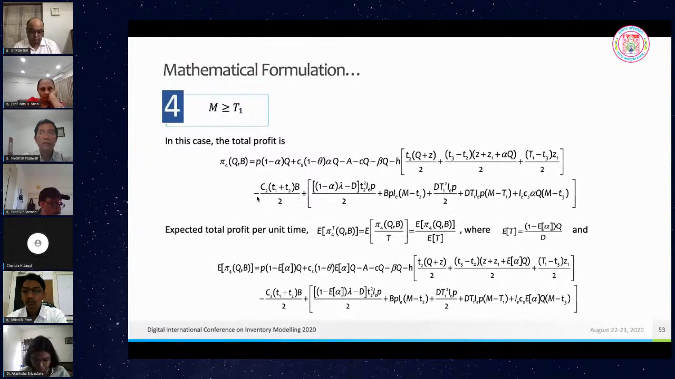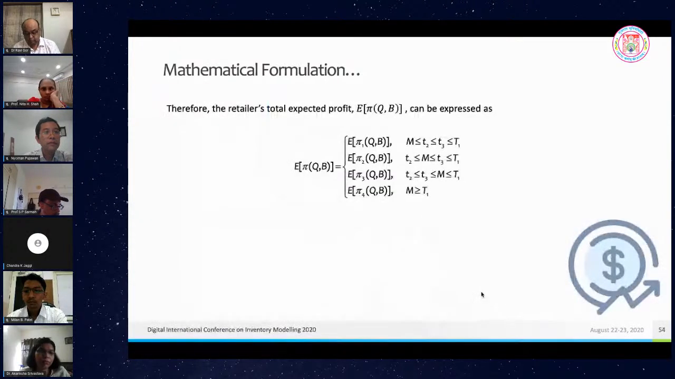And here you have only interest earned, because you cannot pay anything as M is greater than T1. That is basically the expected profit for this fourth case. Next one, please. And that is basically all these situations. Under these situations, these are our expected profits. Next.